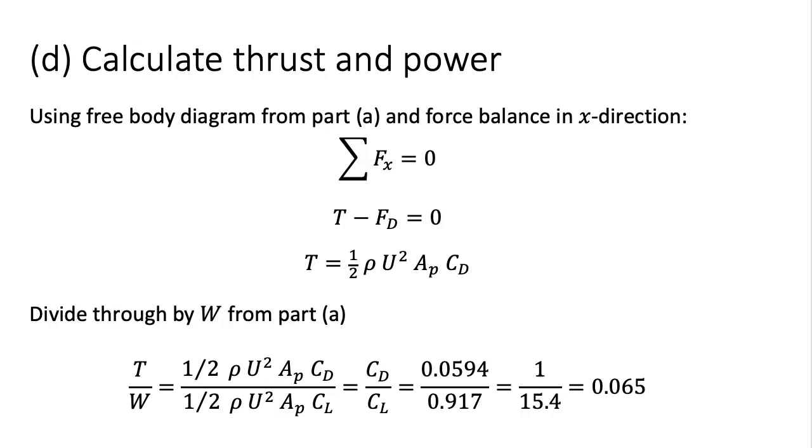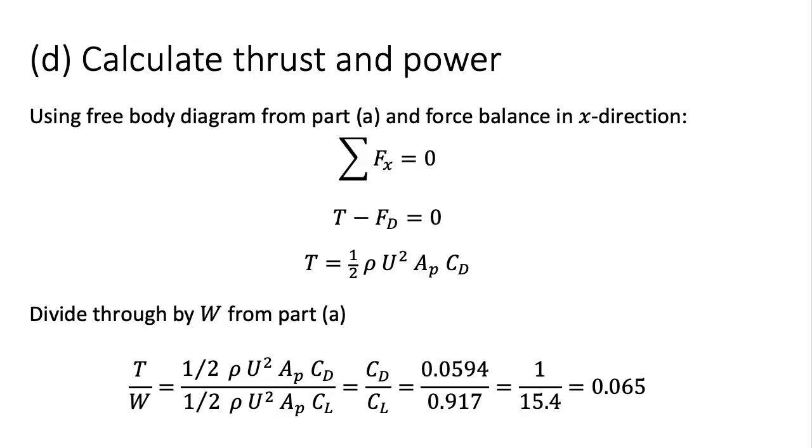Finally, for part D, we calculate the thrust and power for both elevations. We begin by referring back to our free body diagram from part A and apply a force balance in the x direction. Once again, for steady flight, the sum of the forces are 0, so we get that the thrust is equal to the drag. Substituting in our definition of drag based on the drag coefficient, we have an equation to solve for thrust.